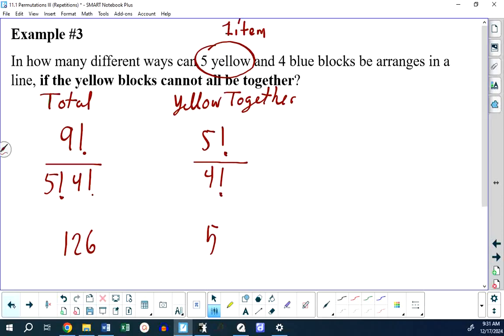Which means, and this is the analogy I typically use, imagine that I gave you 126 index cards, and on each index card you wrote one of the 126 different arrangements. And you stood beside the garbage can, and you looked at the first one, and you said, oh, the yellow blocks are together. I don't want that. And you throw it out, because this question actually says how many were there not together. If I end up throwing out in that whole 126 only 5, whatever I'm left with are the ones where they're not together. So that's why we subtract.